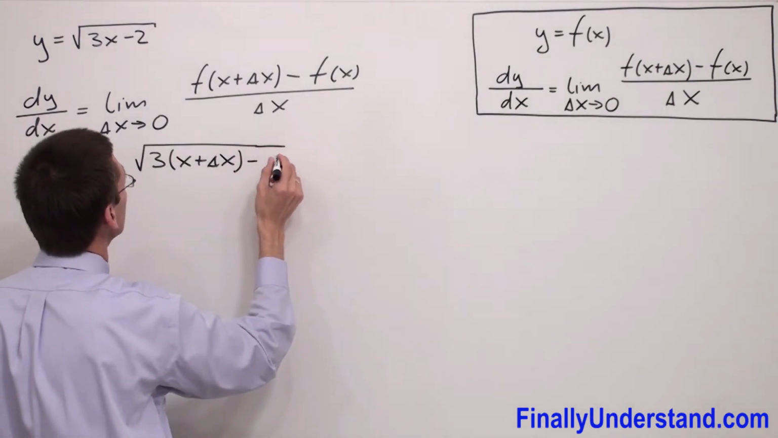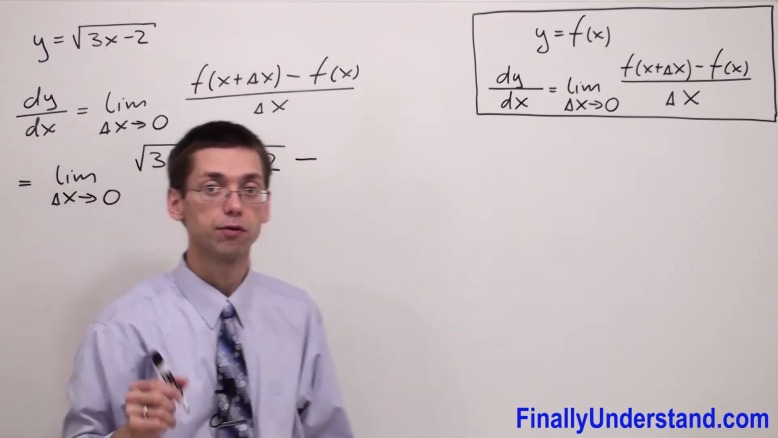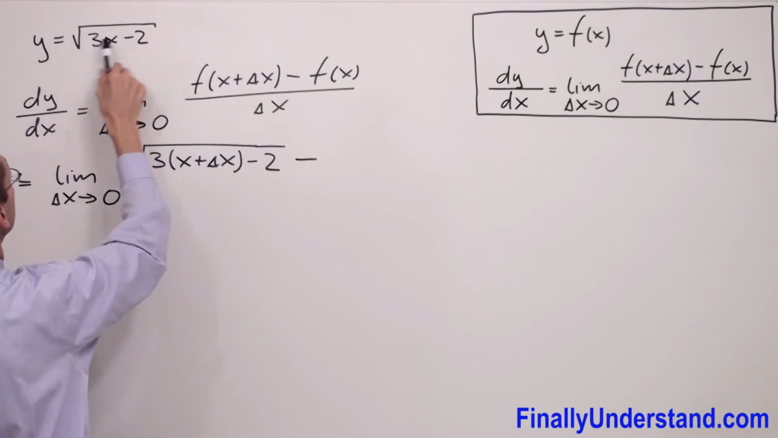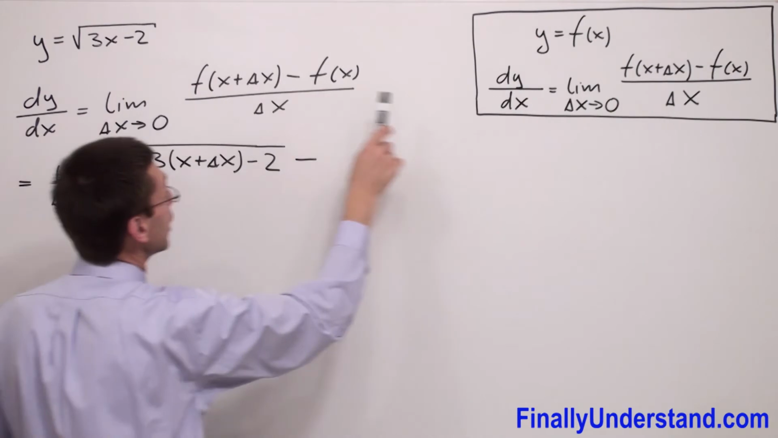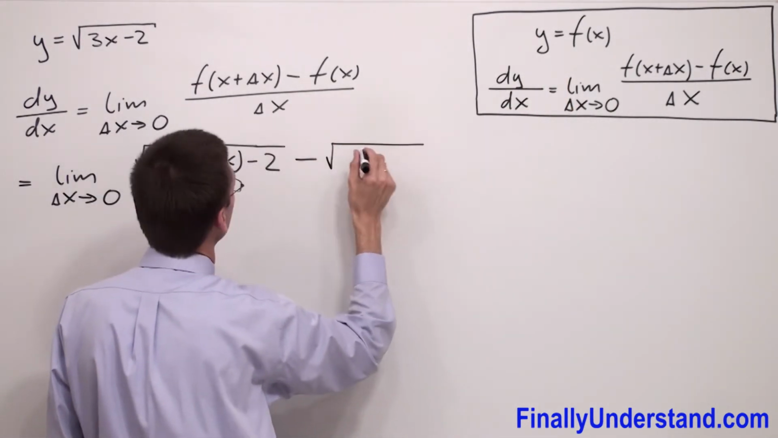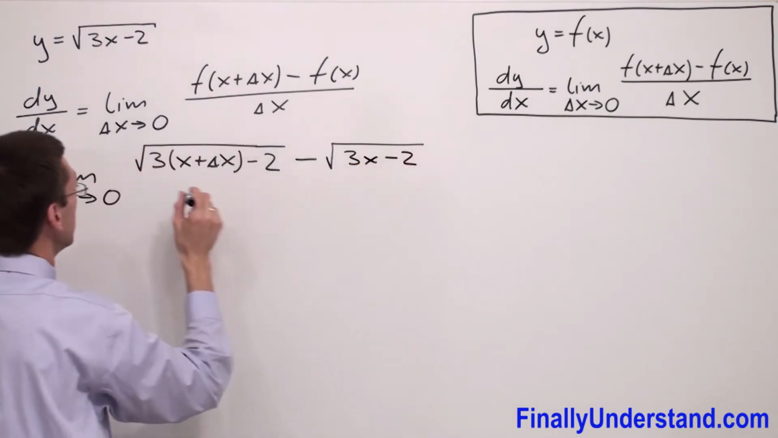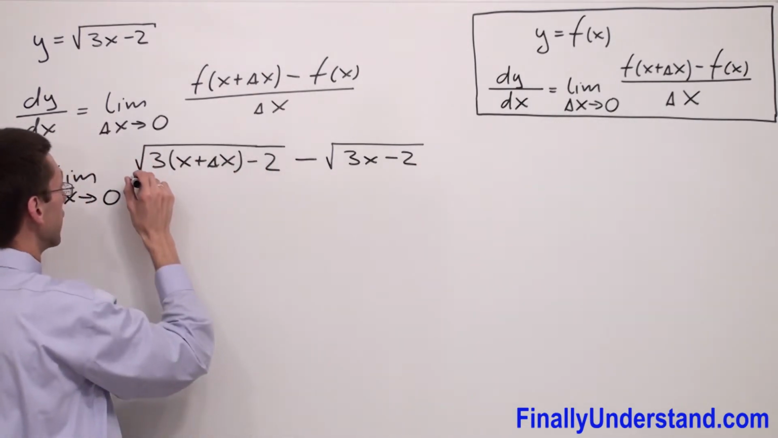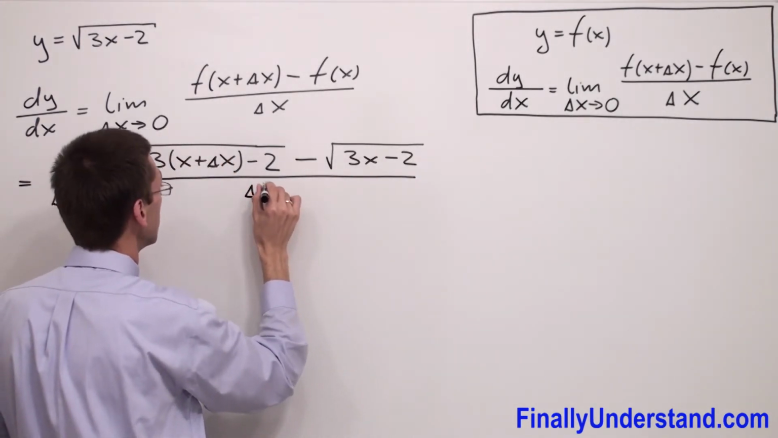Minus 2, minus f of x. So you're supposed to simply copy the given function, because y is equal to f of x. Okay, so I have the square root of 3x minus 2. So I finished with the numerator, and everything I'm supposed to divide by the denominator, delta x.